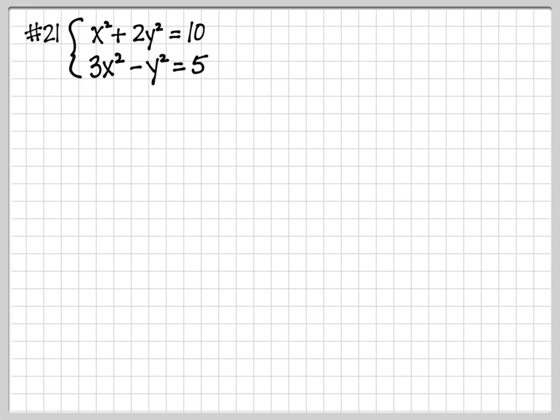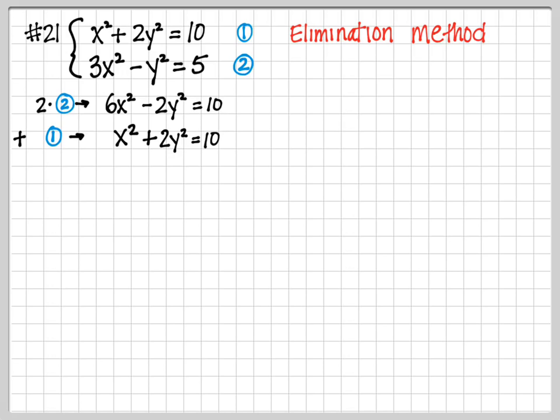The second system, I've got an ellipse and I have a hyperbola. And again, I'm calling them equation 1 and equation 2. I'm going to use the elimination method this time. And I notice that if I multiply equation 2 times 2 and add that to equation 1, my y squareds, I will have a positive and a negative 2y squared. So this will cause an elimination when I add these two equations together.